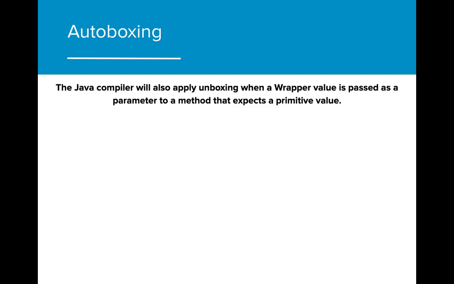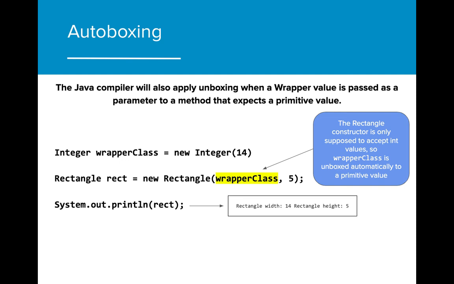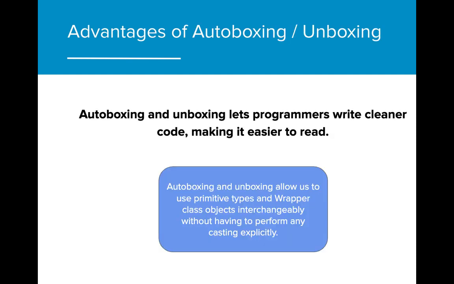The Java compiler will also apply unboxing when a wrapper value is passed as a parameter to a method that expects a primitive value. In this example, the Rectangle constructor is only supposed to accept int values as actual parameters. The wrapper class Integer is unboxed when input to the Rectangle constructor into a primitive value type, which is then stored as the width value in the Rectangle. Autoboxing and unboxing allow us to use primitive types and wrapper class objects interchangeably without having to perform any casting explicitly, thus making it easier for programmers to write cleaner code that's easier to read.